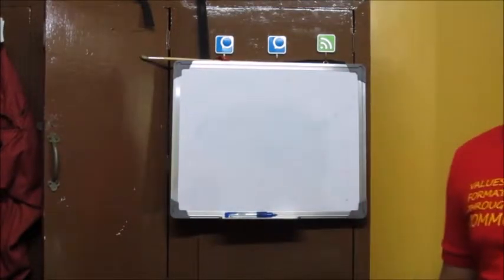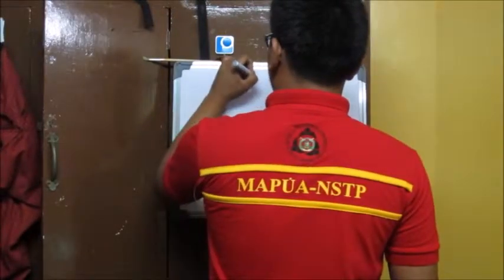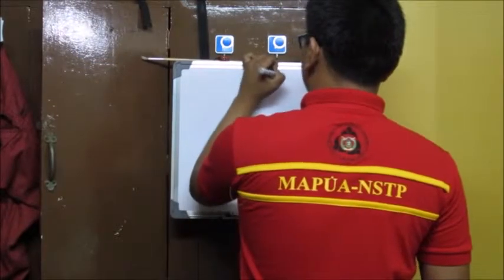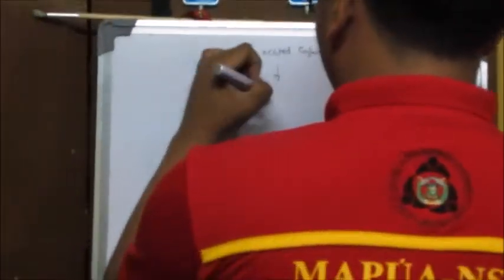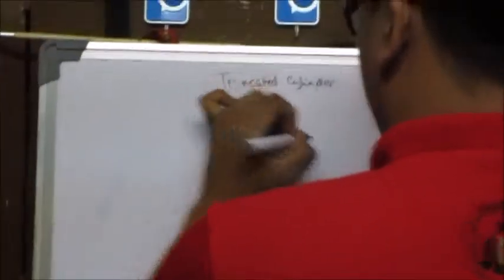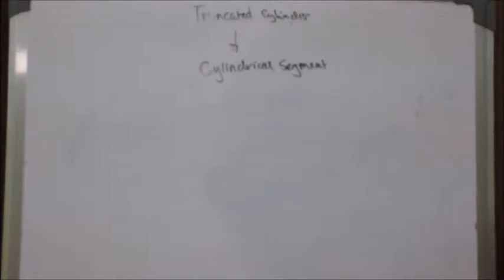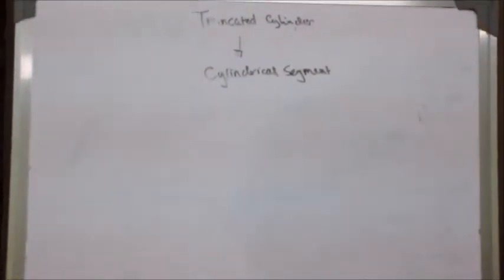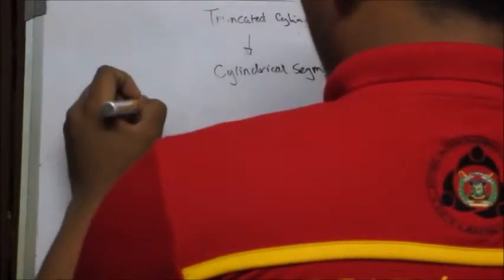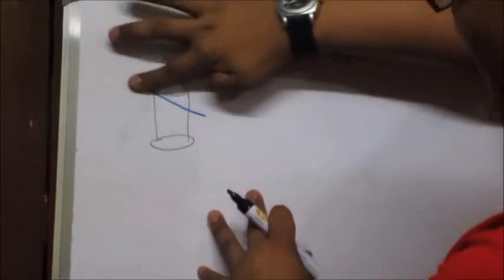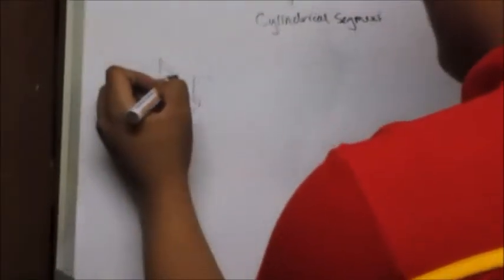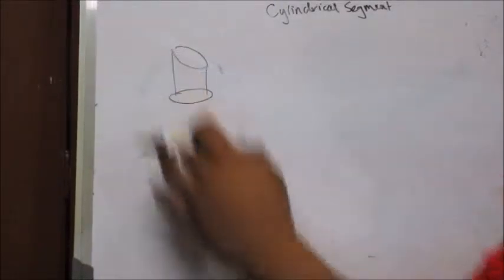Good afternoon. Today we're going to discuss the truncated cylinder, also known as the cylindrical segment. From the definition, this is a solid formed by passing a non-parallel plane through a circular cylinder. So if this is your upright cylinder, and if you cut this section, say this one, you form an upright truncated cylinder wherein you have two heights.